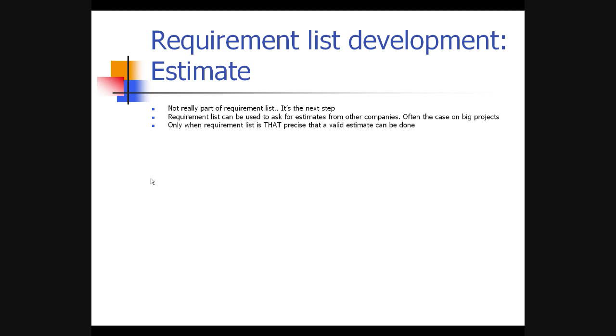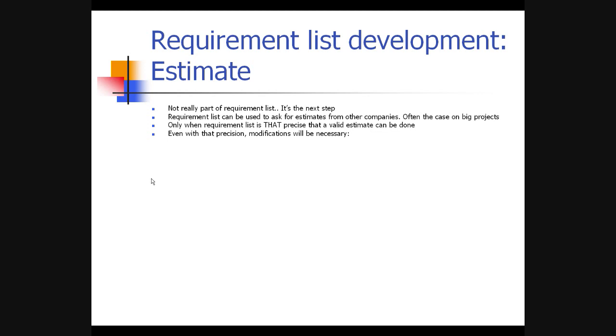But it's only when the requirement list is that precise, after you went through all these steps and all these cycles, that a valid estimate can be done. Of course, you can always say, okay, it's going to cost you $50,000. How did you find that amount? You have no idea. Perhaps you're going to make a lot of money on it, perhaps you're going to lose a lot of money on it. I don't like to give any estimate before I have a full requirement list, and I generally don't, or it has to be an extremely high amount.